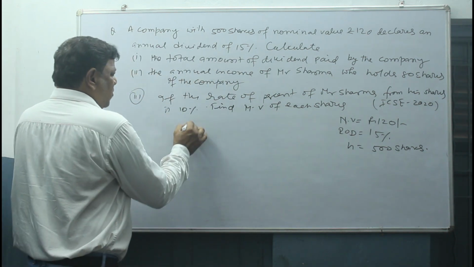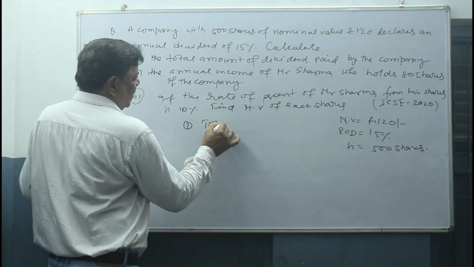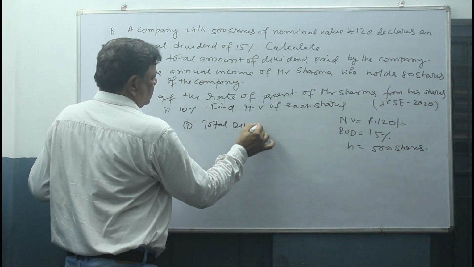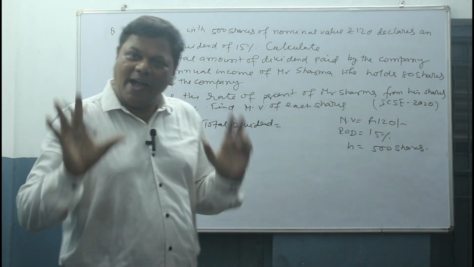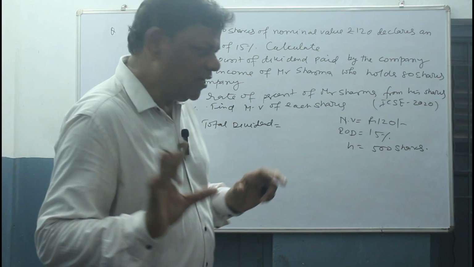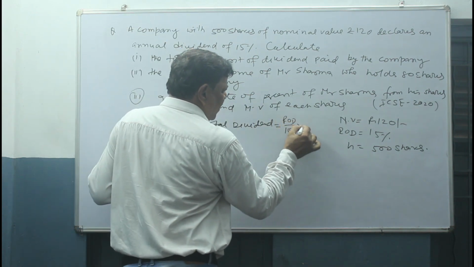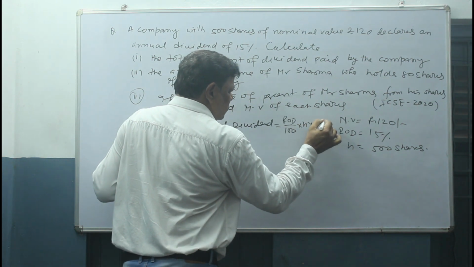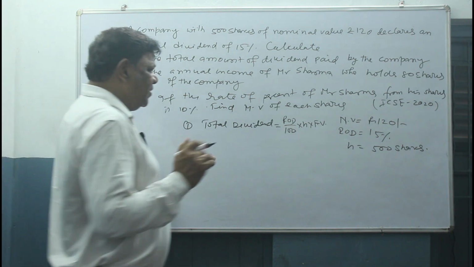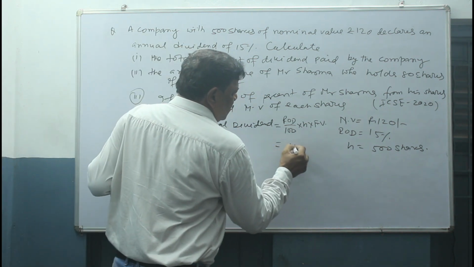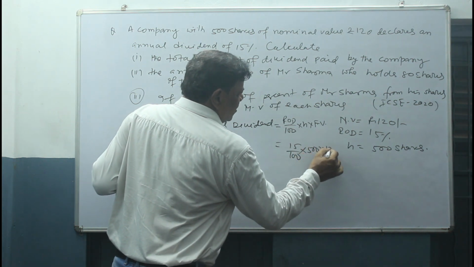Okay. So the first part given is total amount of dividend. Already I told you, total dividend and annual income have the same meaning. Dividend, what is the formula? Rate of dividend by 100 into A into face value. This is the formula. This formula you have to remember. Now you have to put the values: 15 by 100 into 500 into the face value.